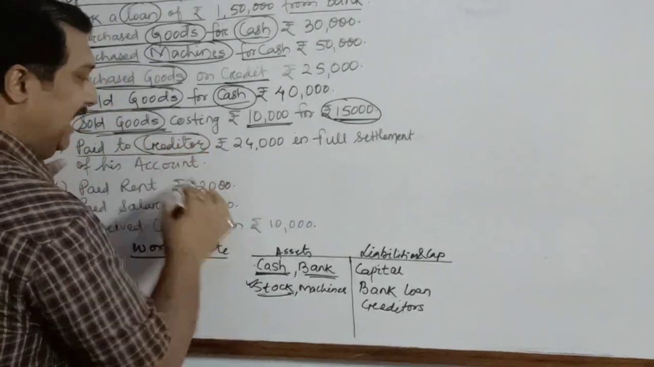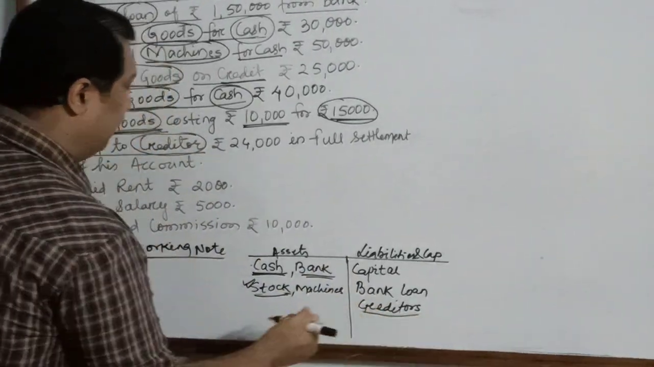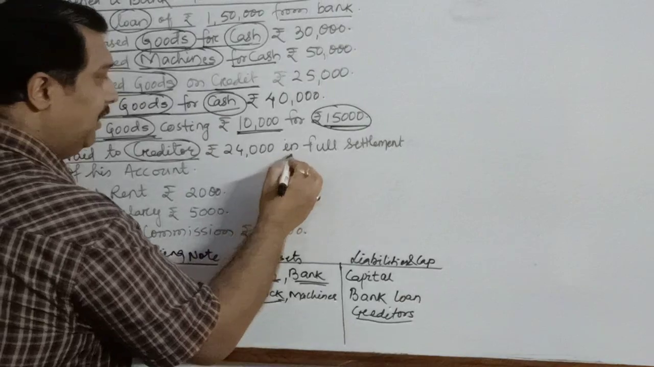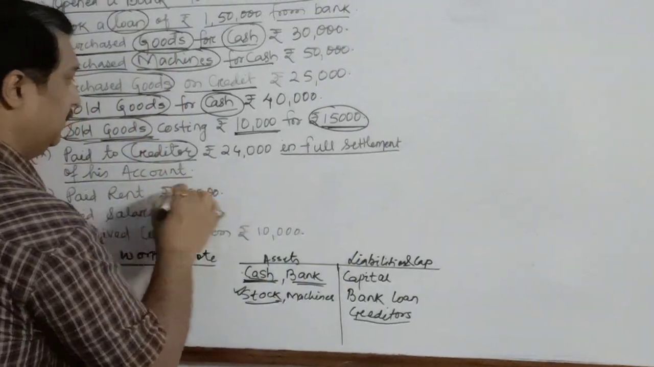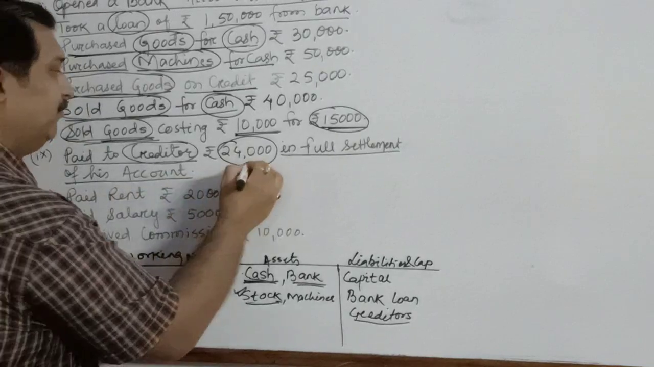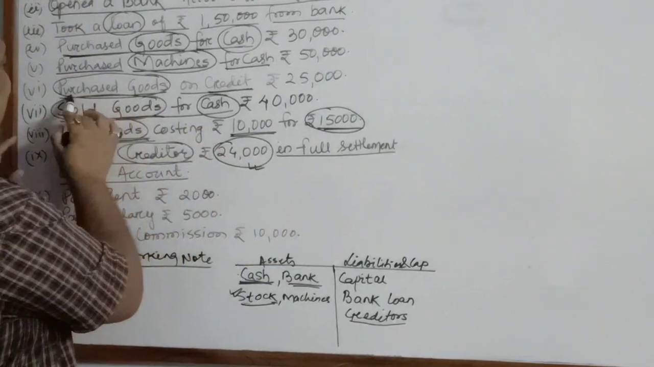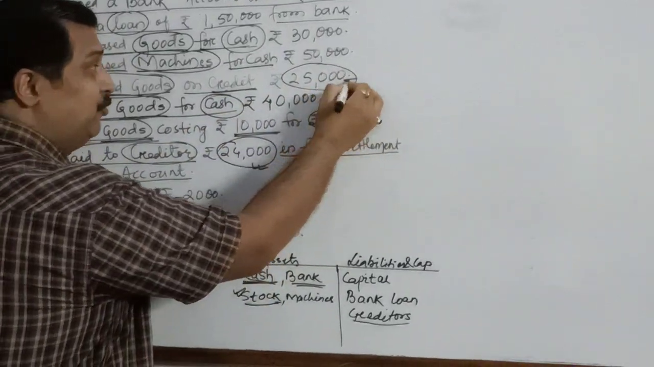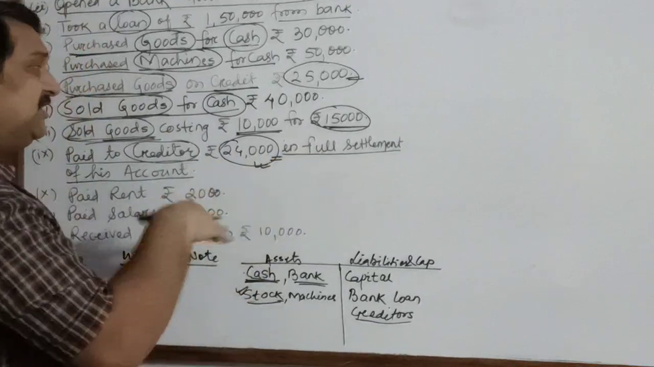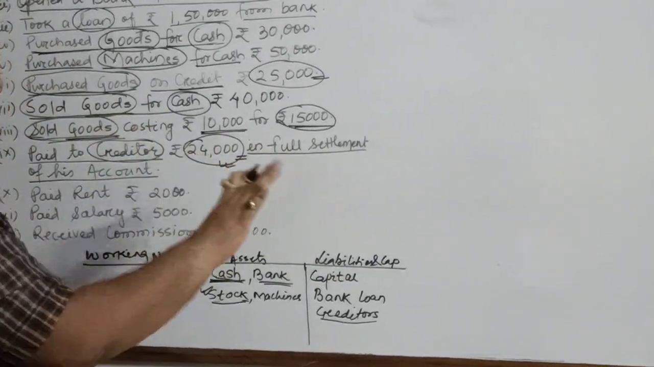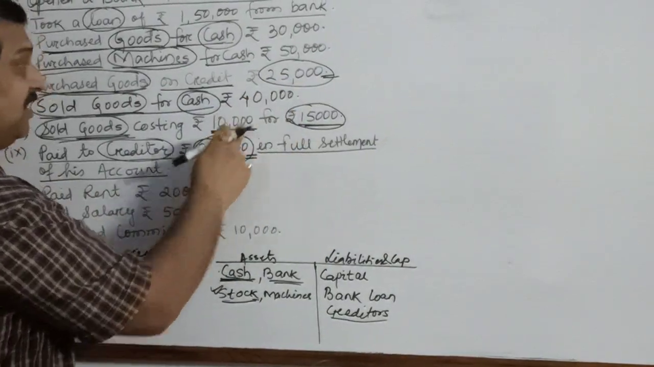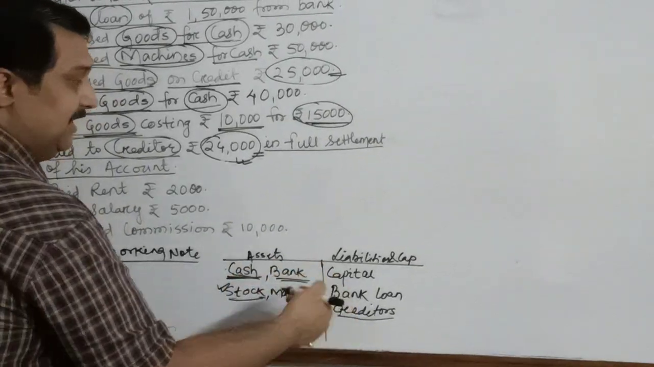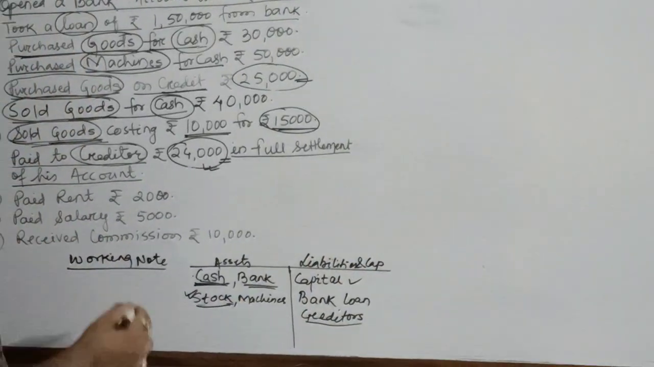Paid to creditor. I have already written the name of creditor, so no need to write. I am paying it, so my cash will decrease, and it says in full settlement of his account. So over here, how much am I paying? 24,000. Whereas I had purchased goods on credit of how much? 25,000. That means I was supposed to pay him 25,000, but I just paid him 24,000, and he was satisfied. That means he gave me a discount of 1,000. So that discount was received by the business. So that is a profit once again. So it will increase my capital.